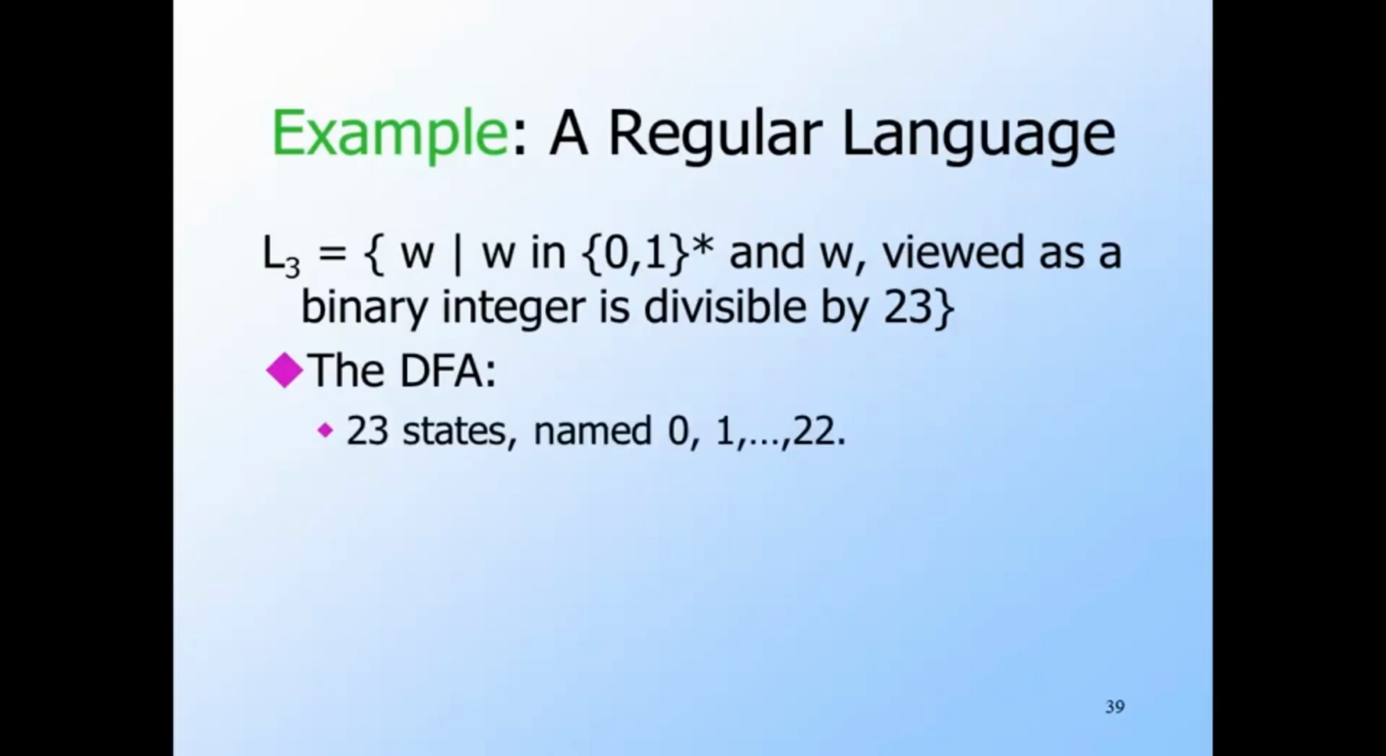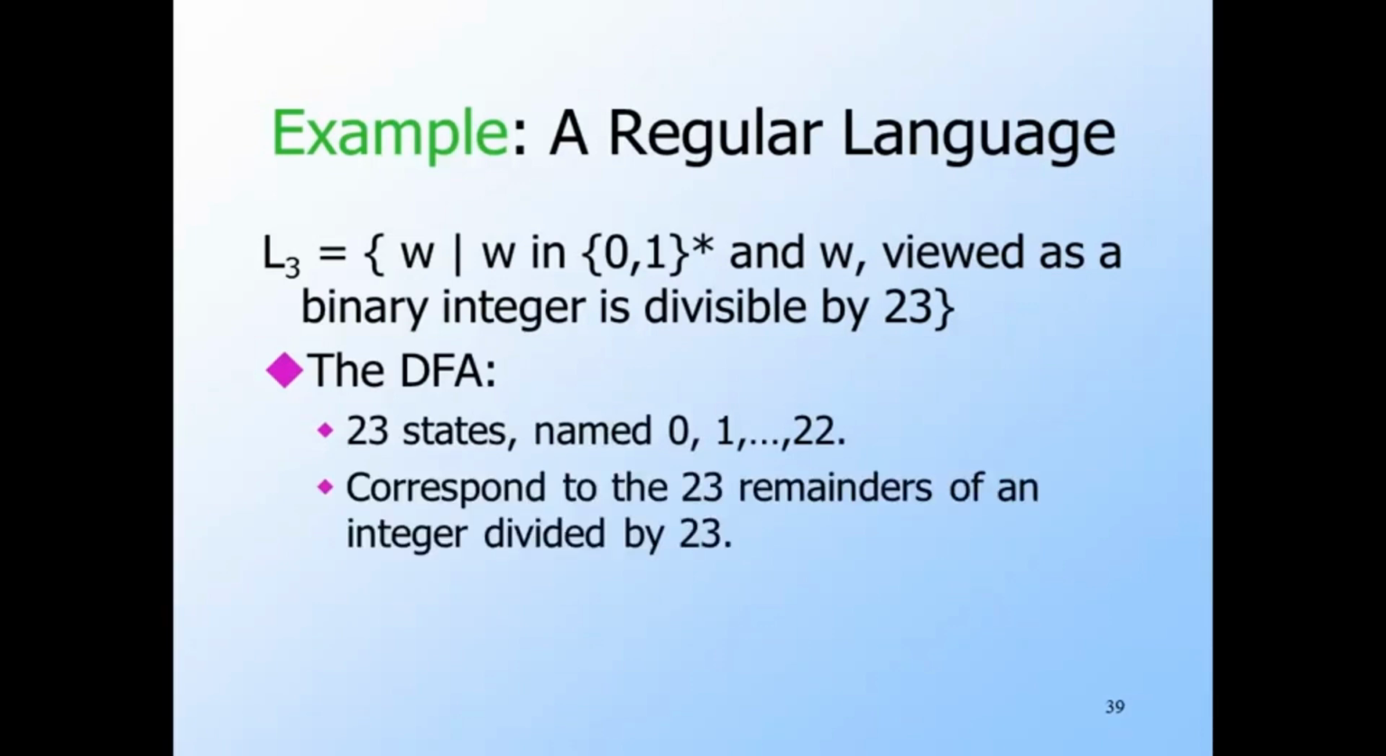Thus, we'll have 23 states, 0 through 22. These correspond to the 23 possible remainders when an integer is divided by 23. The start state is 0 because we interpret the empty string as representing the number 0. That may be a bit of an assumption, but nothing else makes sense, and treating it as 0 makes everything work out right. State 0 is also the only final state, since we want inputs that leave a remainder of 0 when divided by 23.